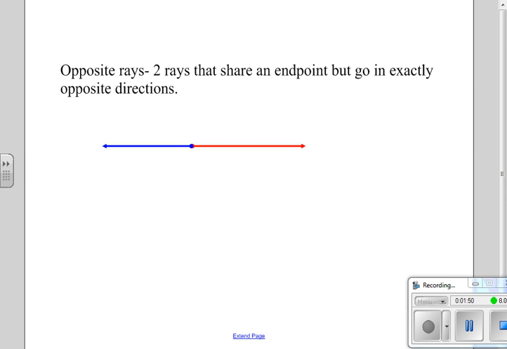Opposite rays we don't talk about that often. They're two rays that share an endpoint and go in exactly opposite directions. So one in blue and one in red. Normally we would talk about that as a whole unit being a line. There are some definitions or some occasions where you might decide to talk about the opposite rays.